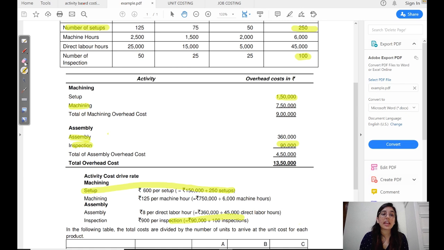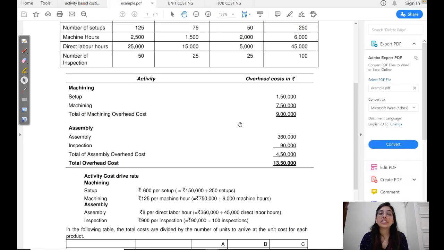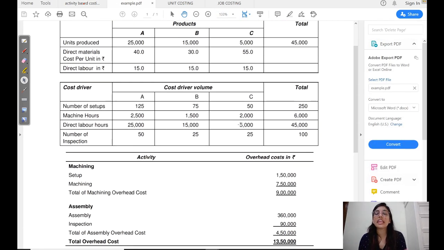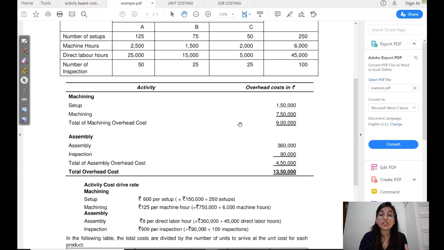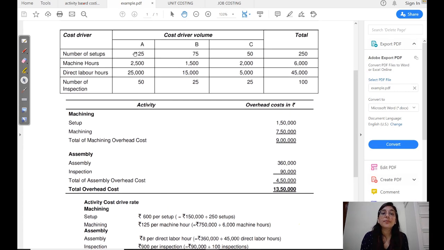Now we have found the activity cost driver rates. Then the last step is what? To allocate them to the products, right? The last step is finally to charge the cost of the activities to the products. We have three different products, as I have told you, A, B and C. Now we need to charge these rates, that is 600 per setup and 125 per machine hour, to the products.